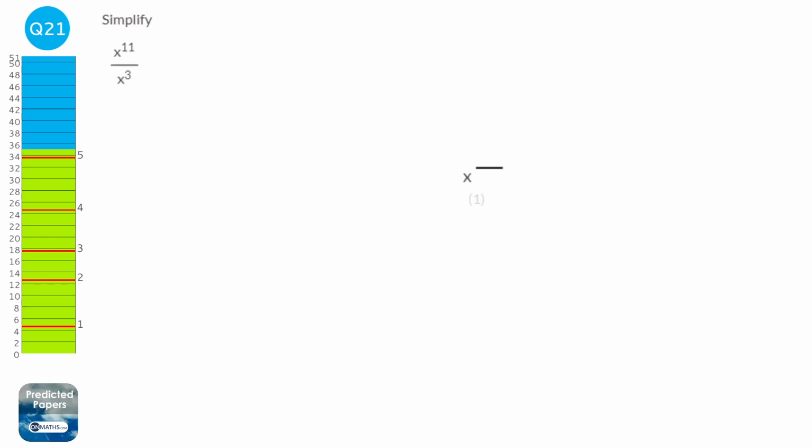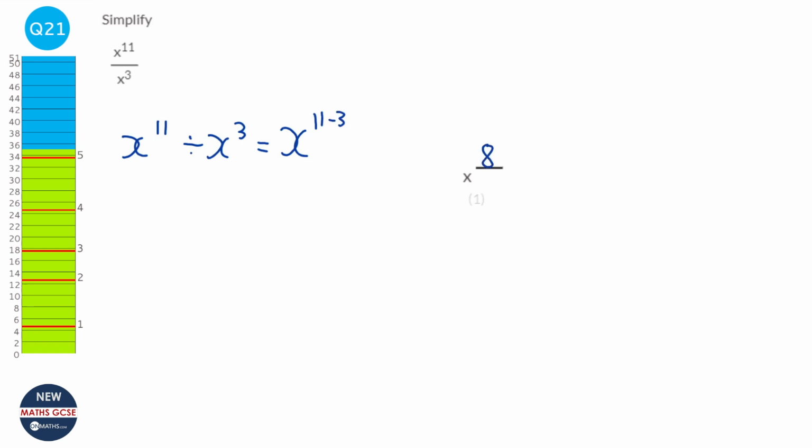When you have a fraction, it's just a fancy way of showing a divide. So this is x to the power of 11 divided by x to the power of 3. And indices rules say that when you divide two powers with the same base, you subtract the powers, so it becomes 11 take away 3. 11 take away 3 is 8, so that's x to the power of 8.